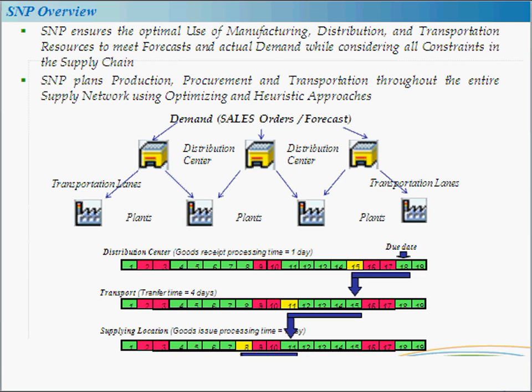So that's the first part. In the SAP SNP overview, we understand the basic concepts about the supply chain, and then we see how the data is created in ECC and brought into APO, and the basic supply network structure is laid out.